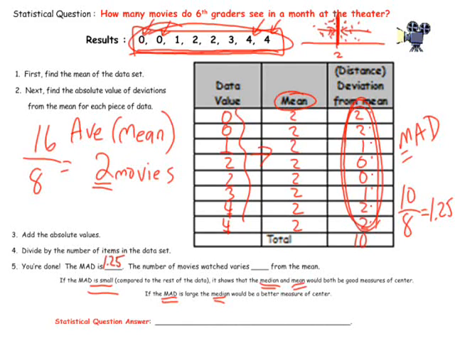So we had our question up here, and it was, how many movies do 6th graders see in a month? I can go ahead and answer it. The answer would be 2 movies. And I think I'm going to answer it this way. I'm going to say, on average, 2 movies.